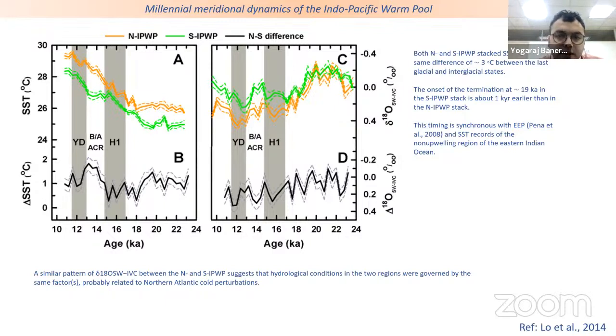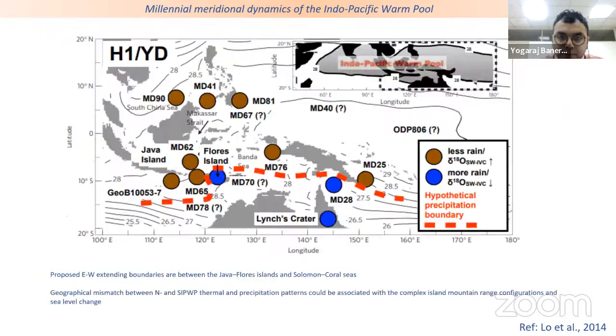And now, if we think about the delta 18 of the seawater record, it shows that the northern and the southern part, as we can see in panel C, are both demonstrating a similar kind of pattern. And probably they were governed by the same kind of factors related to the North Atlantic cold perturbations.